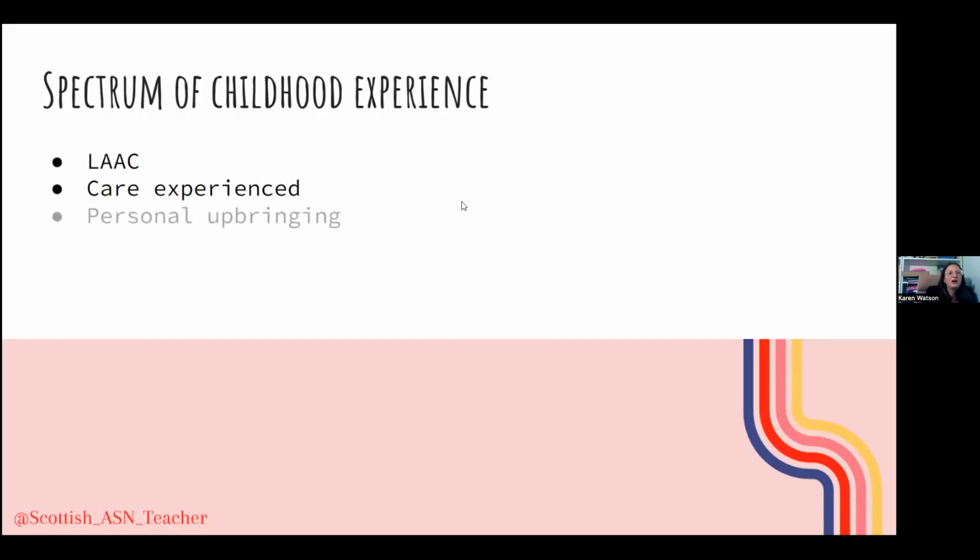So we've got a spectrum of childhood experience. We've got children who are looked after, children who are care experienced. We might have children whose parents have shown different attachment styles because of mental health issues, their own upbringing, their personalities. There's so many different homes our children are coming from. And we can't assume they're not suffering because of their attachment style because they come from a good home, in inverted commas, or they seem well adjusted.